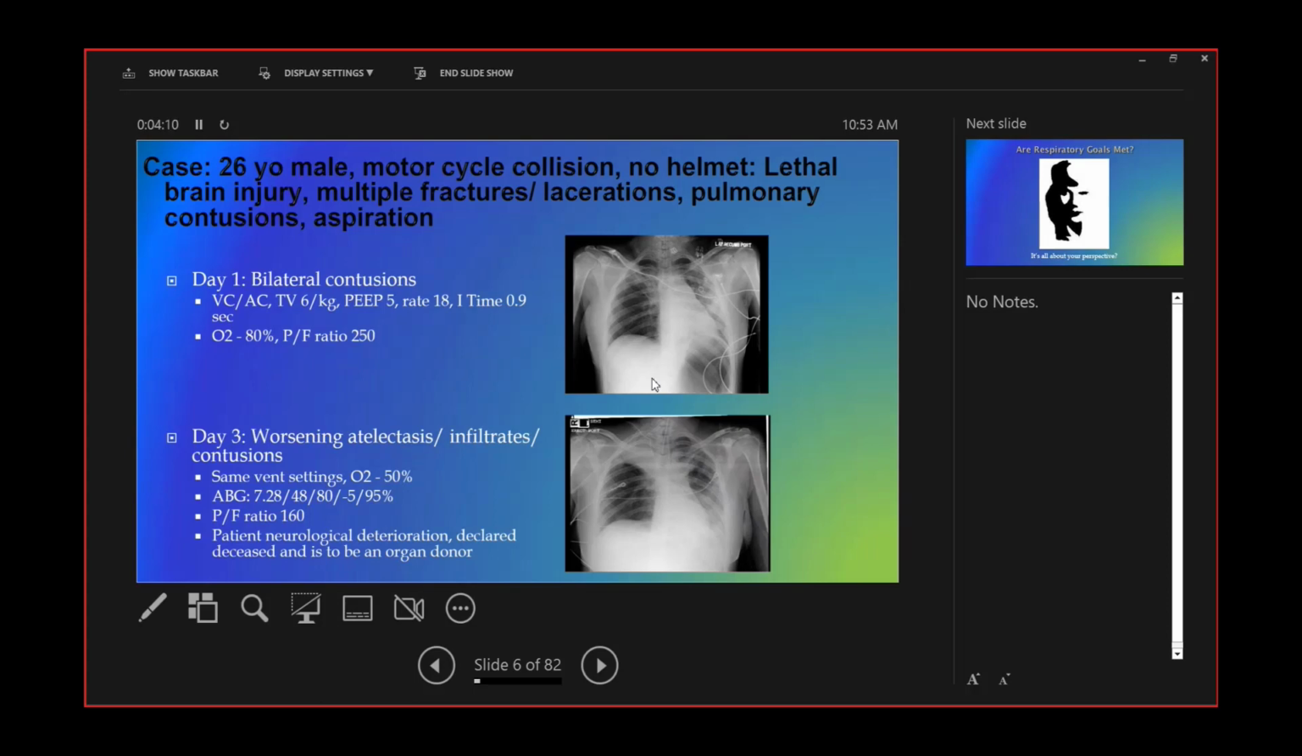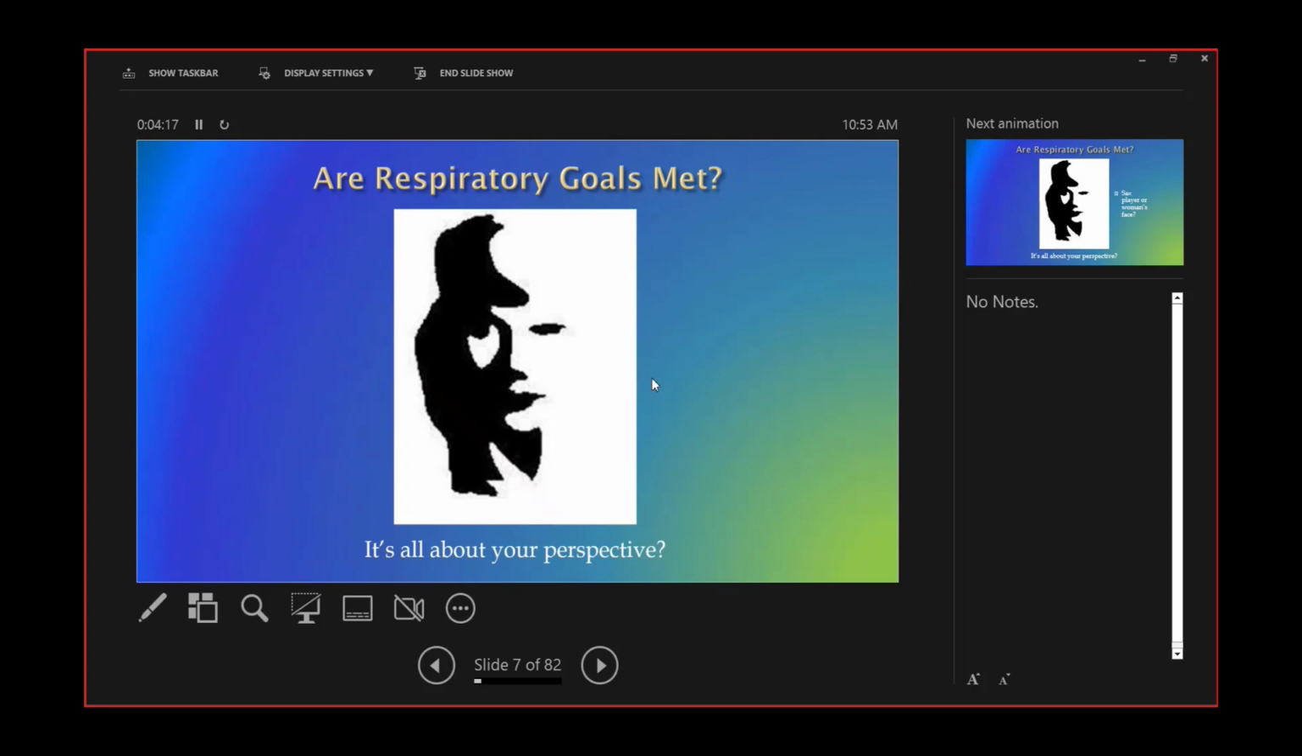So on this day, day 3, the patient underwent a neurologic deterioration, was declared deceased, and it was determined to be an organ donor. So the question is, are your respiratory goals met? And the answer is, it's all about your perspective.